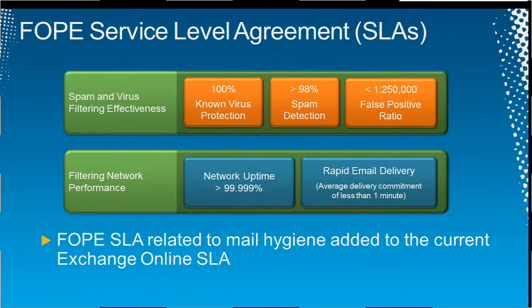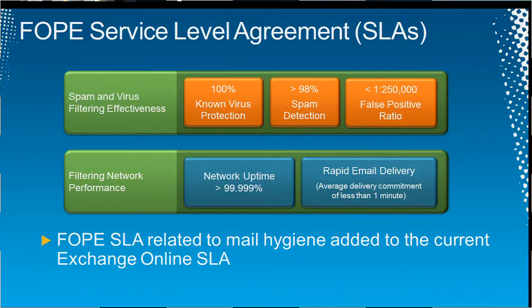At a high level, the SLAs can be divided into two parts. One is the filtering effectiveness, or virus control effectiveness. The second is the network infrastructure effectiveness. So FOPI claims 100% known virus protection. This is achieved by having multiple engines, virus definition files getting updated rapidly, and every message passing through at least 3 engines.